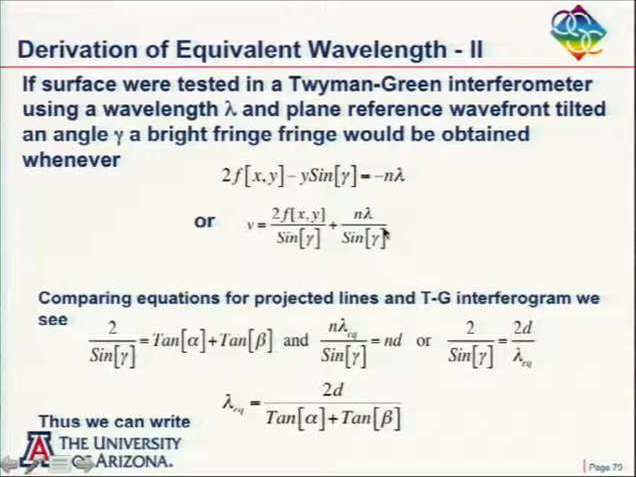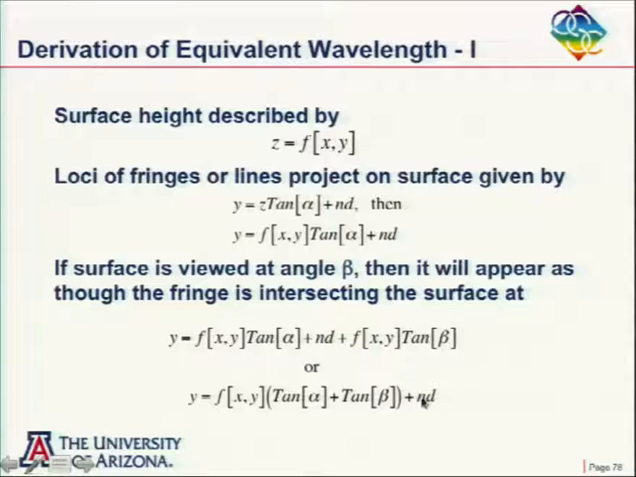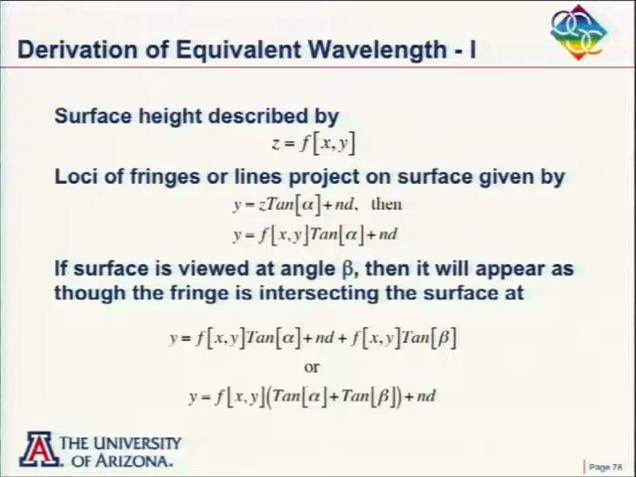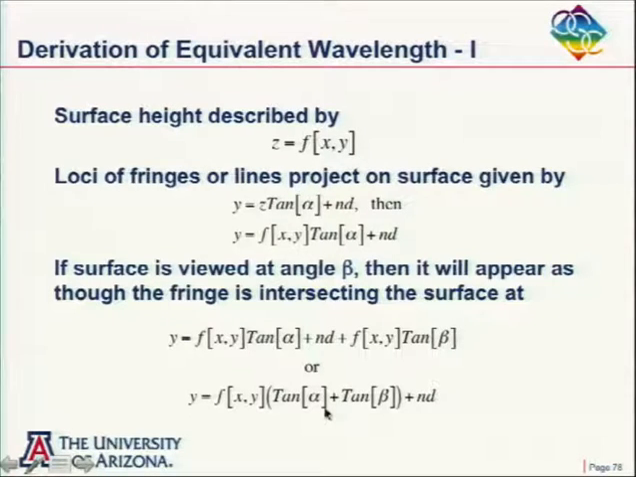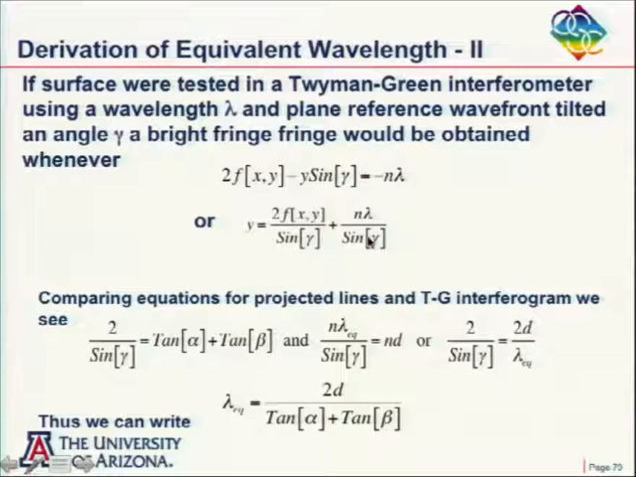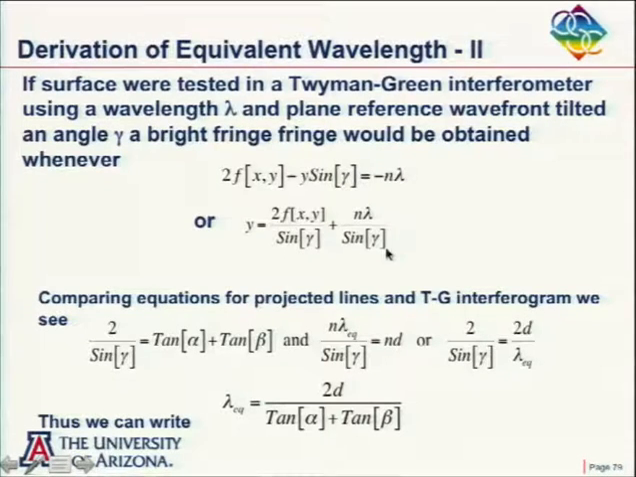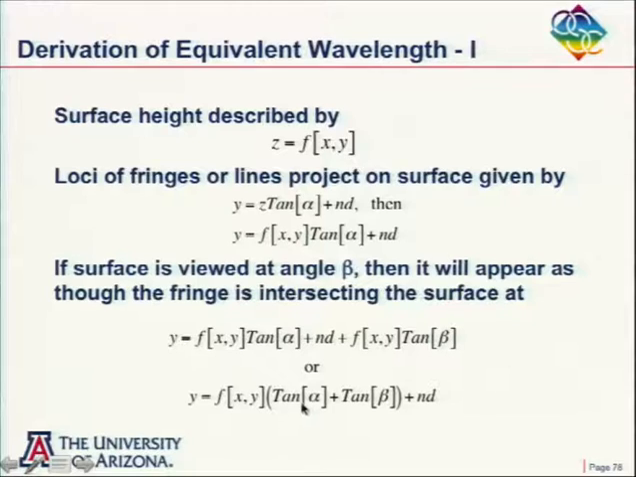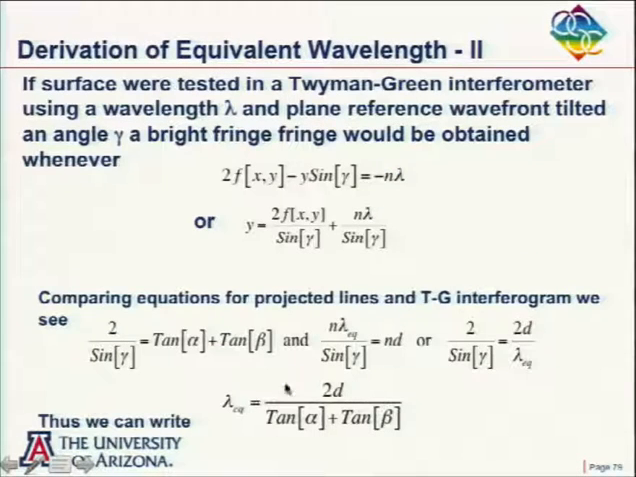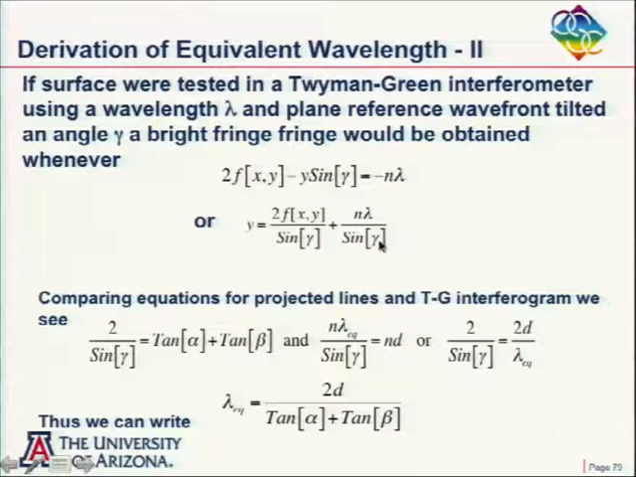So I have this equation for Twyman Green, and I have this equation here for projecting these lines on the surface. And they look similar to me. If I compare the two, then this 2 over sine gamma here is sort of like tangent alpha plus tangent beta. So I'll set 2 over sine gamma equal to tangent alpha plus tangent beta. And then I have this n lambda over sine gamma.